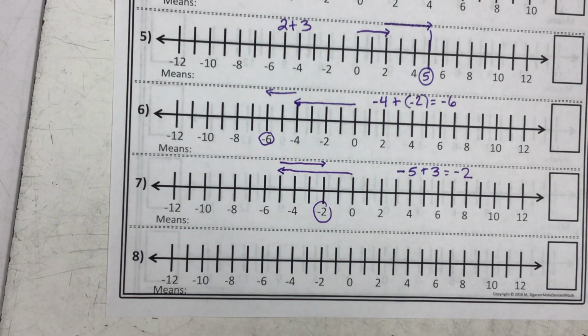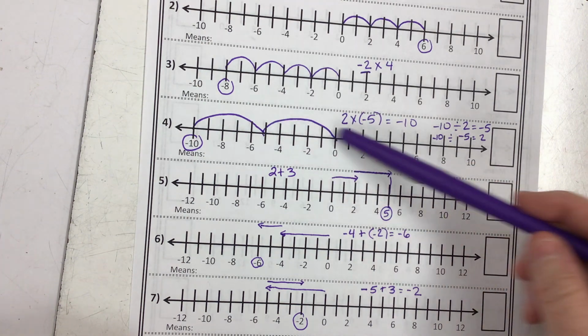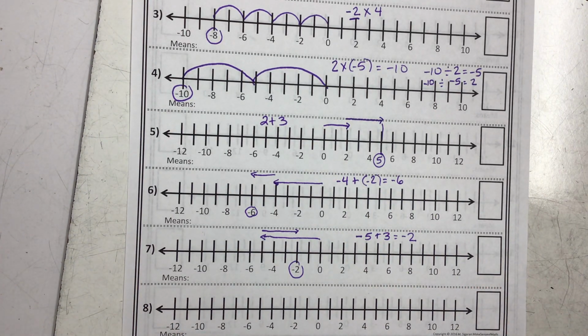All right, this is just a little review of your integer models using a number line. So just look at the difference here between the multiplying and dividing ones up here and all of your adding ones. Now, we don't really model subtraction on a number line because remember, we just change all of our subtraction problems to addition.